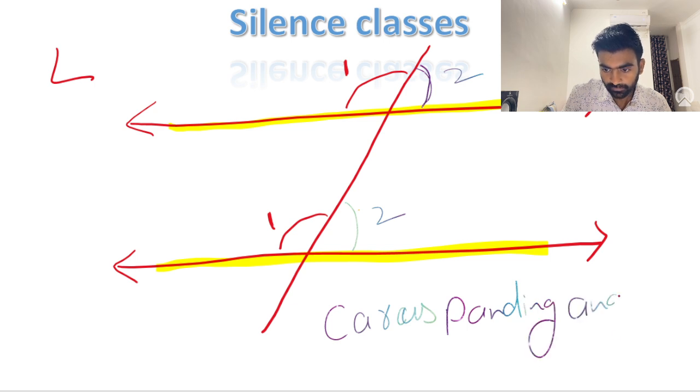Corresponding angles. Understood? We have to take one exterior and one interior angle. I hope you guys understood.